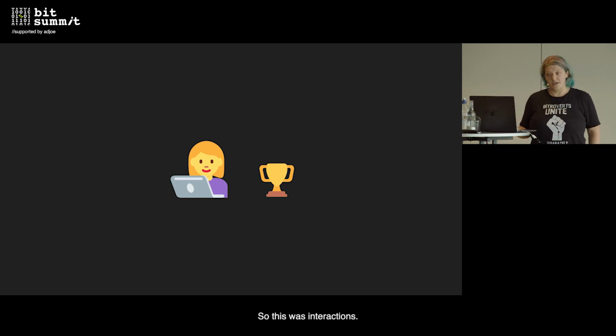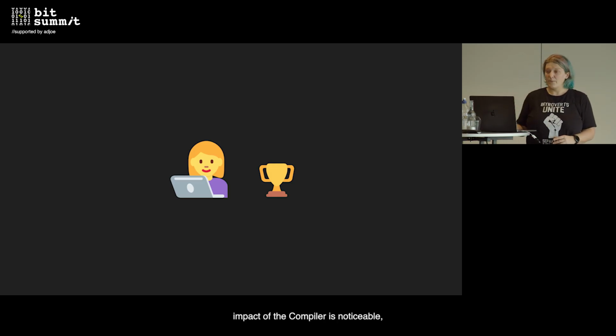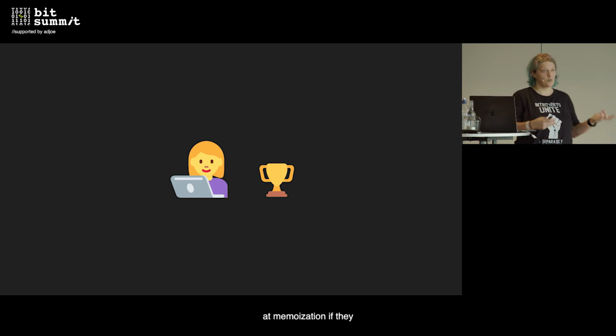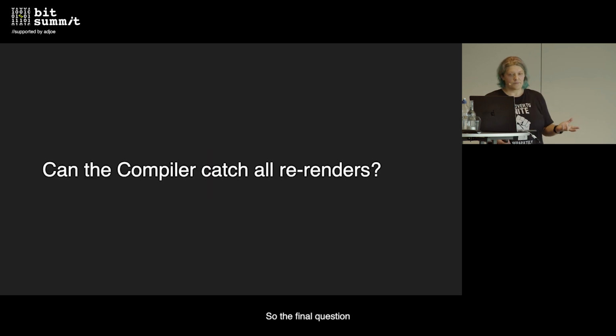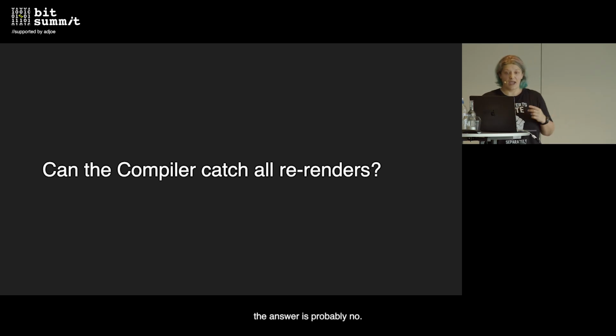So this was interactions. I think it's safe to say that the impact of the compiler is noticeable, but it varies from page to page, and humans are still better at memoization if they really, really try. So the final question. Can the compiler catch all re-renders? As we already have seen, the answer is probably no.